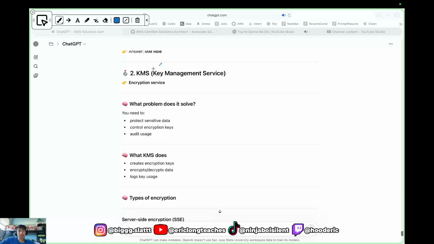Now we go to KMS, which stands for Key Management Service. I guess it's like an encryption service. So what does it solve? We need to protect sensitive data, control encryption keys, and audit usage. So what does it do?